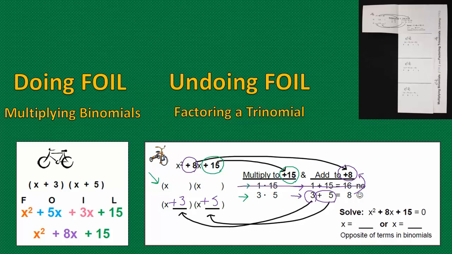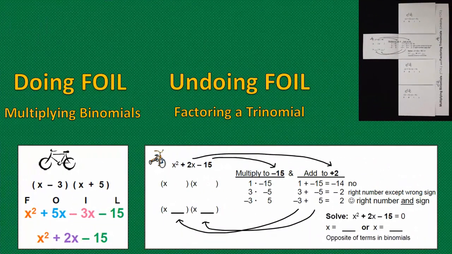In a later lesson in the math books that go along with these foldables, you would learn the process of actually solving the mystery of how much the x is when we make the whole thing equal to 0. And that is going to be the opposite of what we've put over here with the x's in our binomials. So the opposite of positive 3 is negative 3, and the opposite of positive 5 is negative 5.